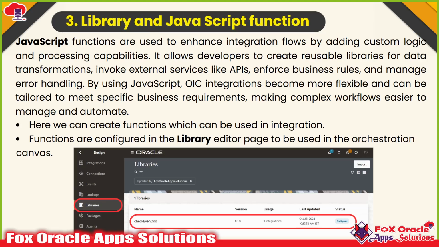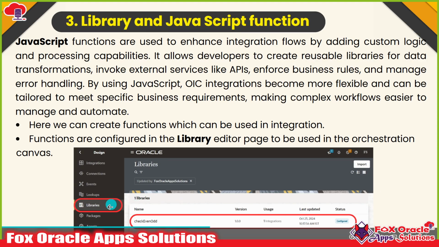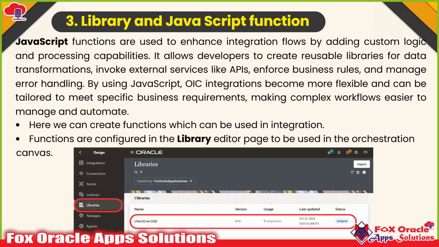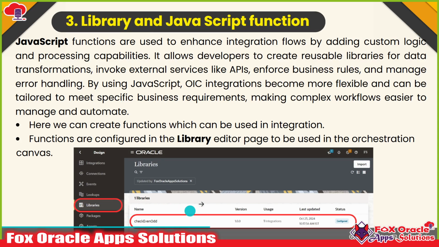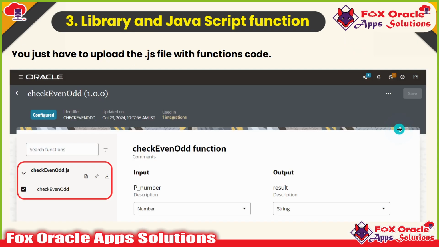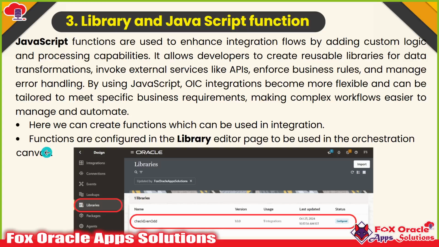And when we are talking about JavaScript functions, those functions we are going to create under the library. When you create a library, you will have to pass the JavaScript code, and that code can contain multiple JavaScript functions. All these functions will be available in your Oracle Integration canvas page, so that you can invoke those functions and achieve your desired solution. So this is the thing, right?